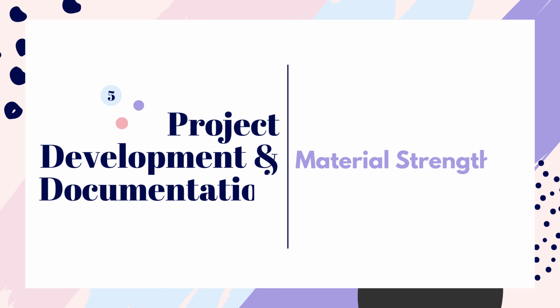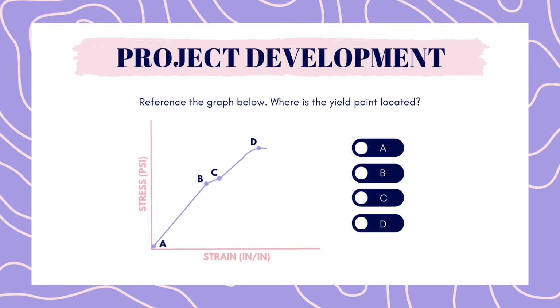Now on to project development. Reference the graph below. Where is the yield point located? A, B, C, or D? Pause to answer.